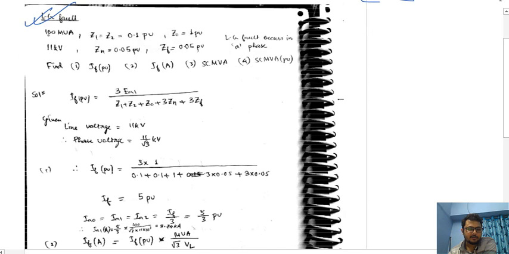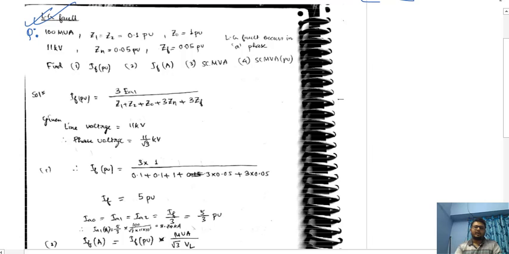So it is given here 100 MVA generator or whatever machine is there. Z1 and Z2, that is positive sequence and negative sequence, are 0.1 per unit, and Z0, that is zero sequence, is 1 per unit. So the rating is 100 MVA, 11 kV, and these are the impedances given. Positive sequence and negative sequence are equal, 0.1 per unit, and zero sequence is 1 per unit. Zn, that is neutral impedance, is 0.05 per unit.